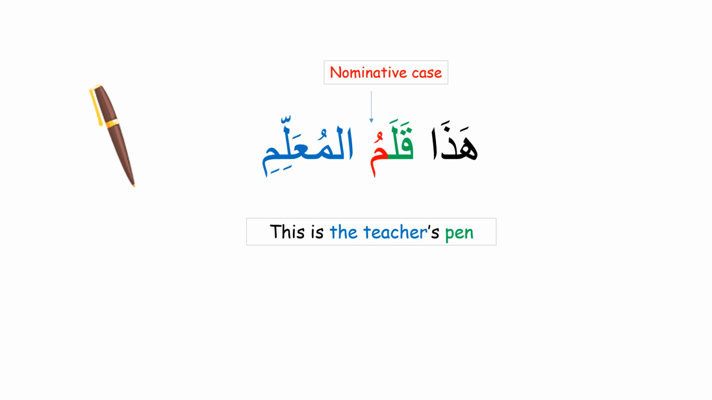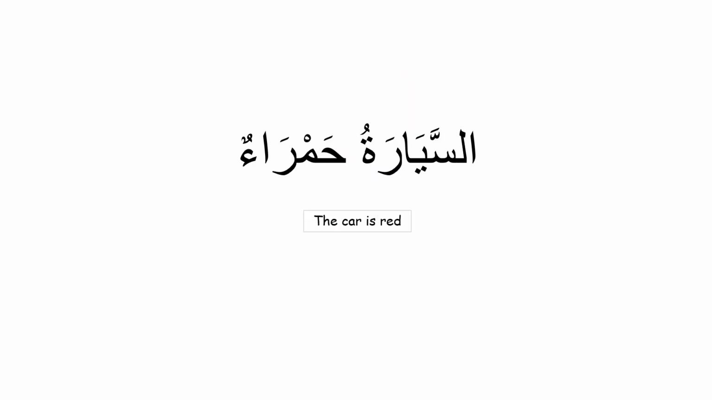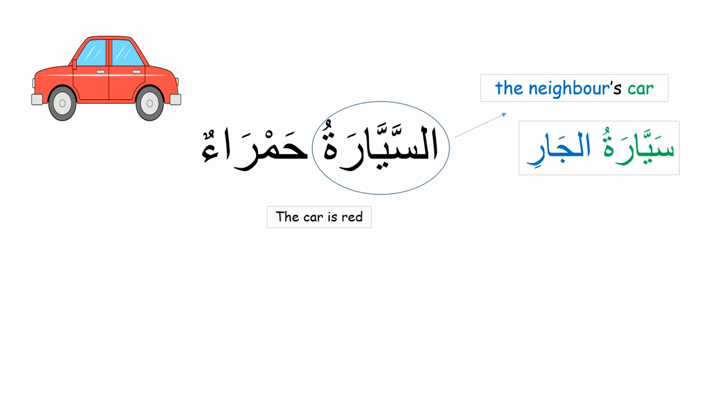Moving on to the second sentence, السيارة حمراء. And this time, take a guess. The neighbor's car. Well done. The car we are talking about is not any car. It belongs to the neighbor. Again, how do we say the neighbor's car in Arabic? We do say سيارة الجار.